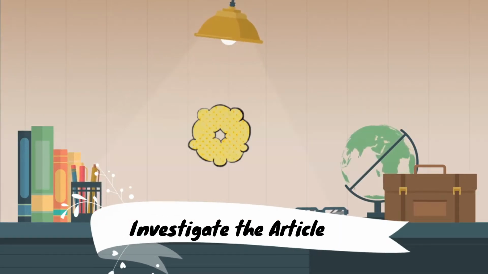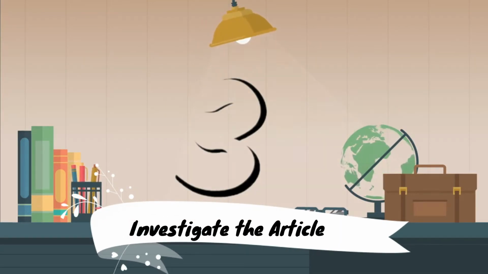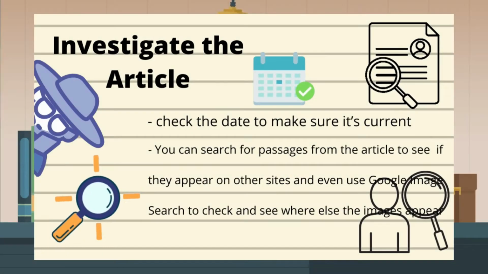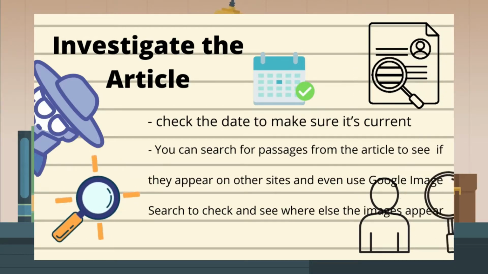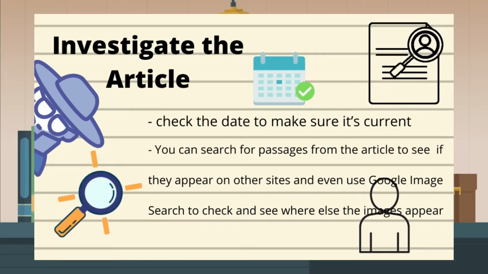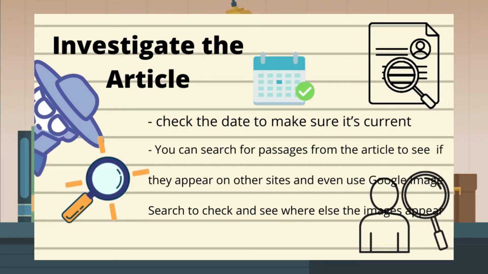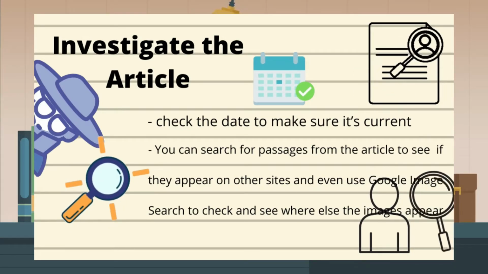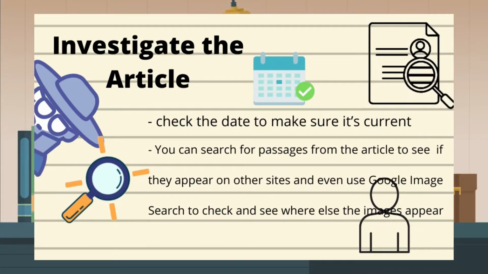Number 3. Investigate the article. If you are still unsure, begin looking at the article itself. First, check the date to make sure it is current. A lot of false news are simply old stories being presented as new events.